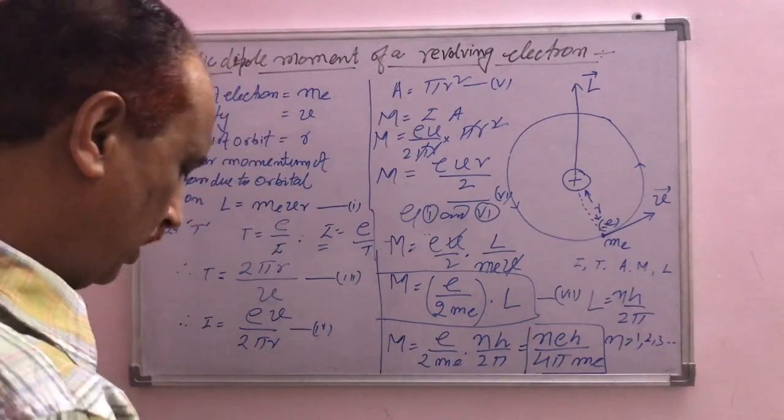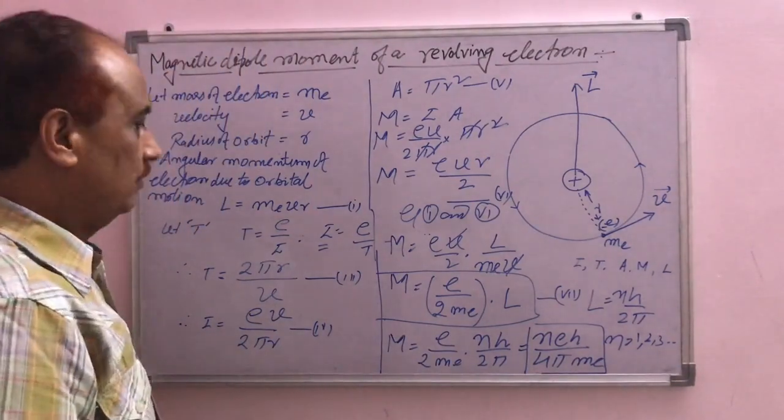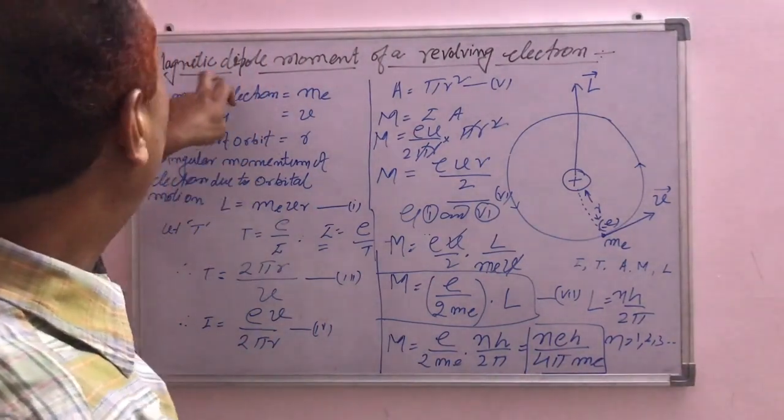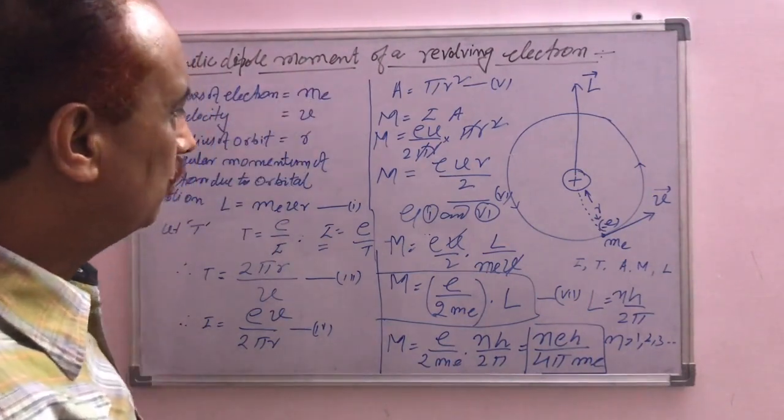So it is a very important result. That is the relation for the magnetic dipole moment of a revolving electron in its orbit.